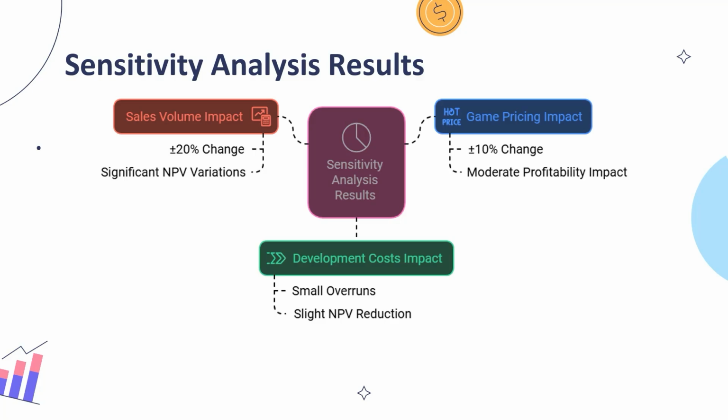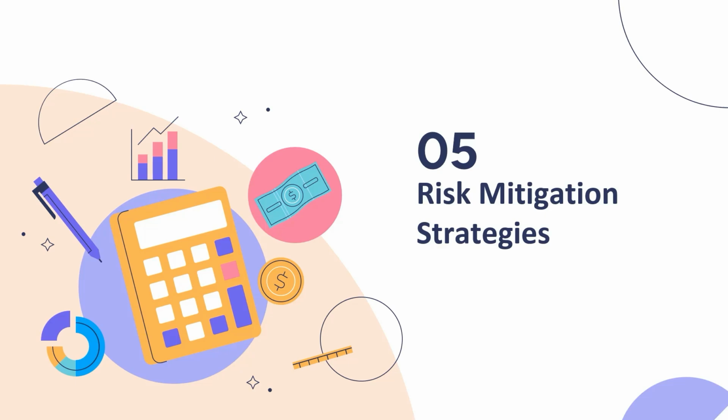So we have an example. If we have our sales and they drop by 20%, our net present value is going to be a negative thing, and it's going to indicate that this is a high-risk venture. We don't want that. So we really have to take a look at this closely. So next we're going to talk about our risk mitigation strategies.